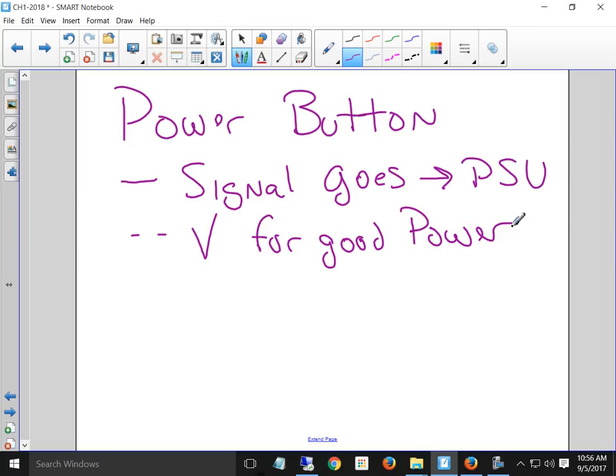You're going to learn in Chapter 3 the easiest way to diagnose power supplies: put your hand on the outside of the computer. Do you feel a nice flow of air? If you say no, it needs to go. So the first thing it's going to do is check for good power. If it gets a signal that it's got good power, then there's a signal sent to the motherboard to start.